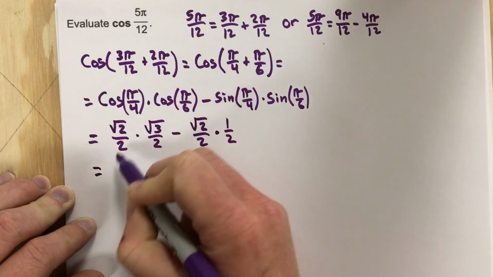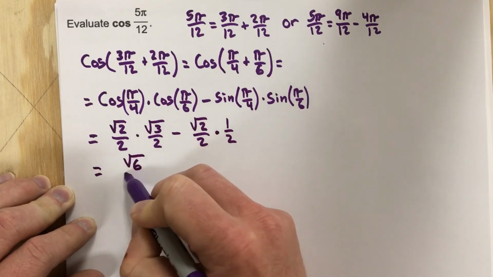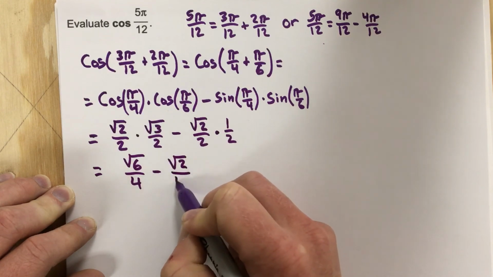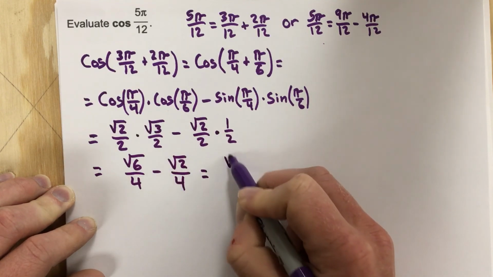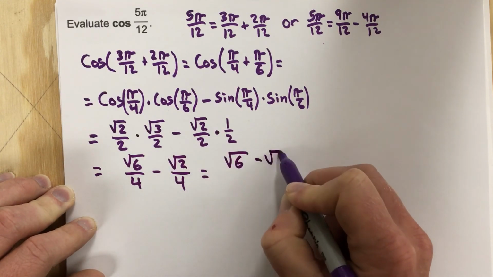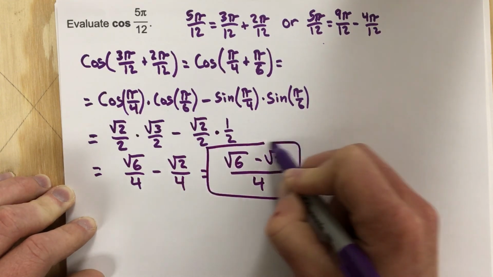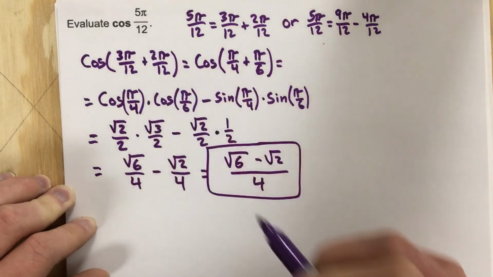So this equals root 6 over 4 minus root 2 over 4. If I combine those, I get root 6 minus root 2, all over 4. And that's the solution for cosine 5 pi over 12.